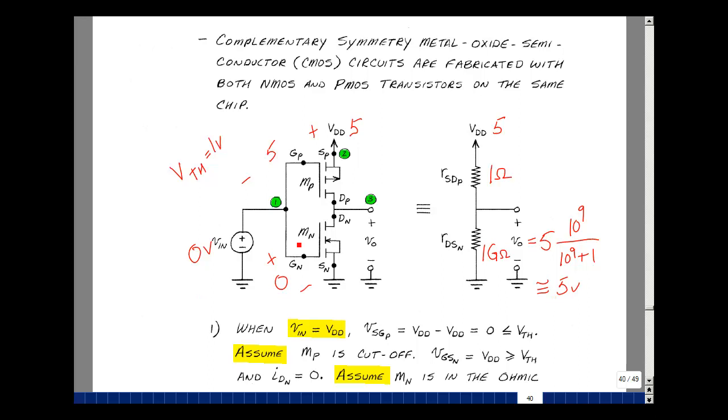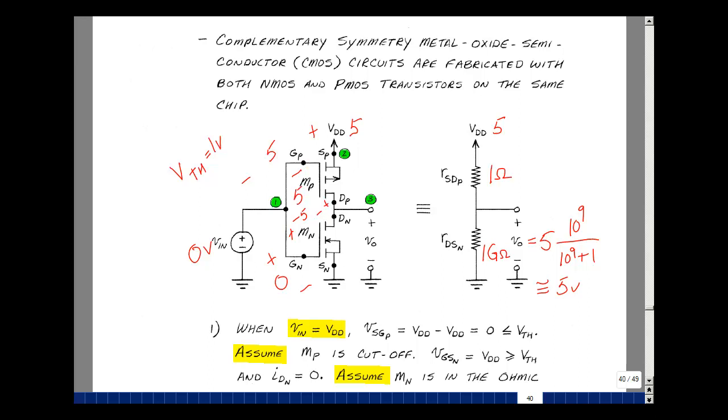Need to check that the gate to drain is the right inequality. So here's 0 volts, and here is 5 volts, so this is minus 5. That is cut off. And then we're going to find the drain to gate voltage here, which is going to be 5 volts minus 0, so it's going to be 5 volts, so that's greater than threshold. That is in the ohmic region.